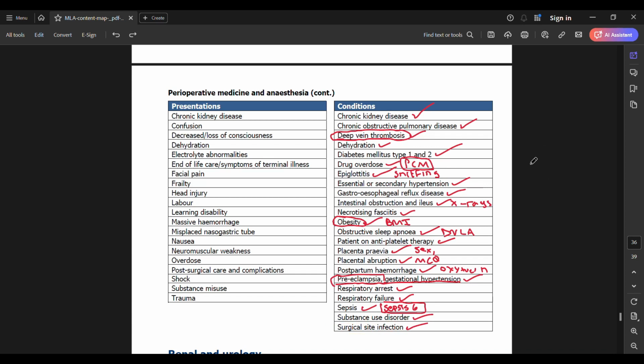But this is very similar. All of this is very similar to the topic of surgery. So you'll cover it there as well.